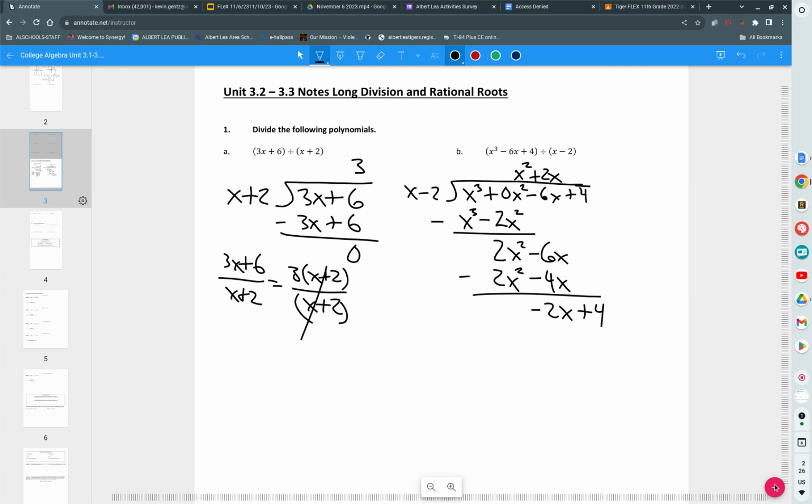What do you multiply x by to get negative 2x? You multiply by negative 2. That goes over the 4. Negative 2x plus 4. I subtract and I get 0. Woo!